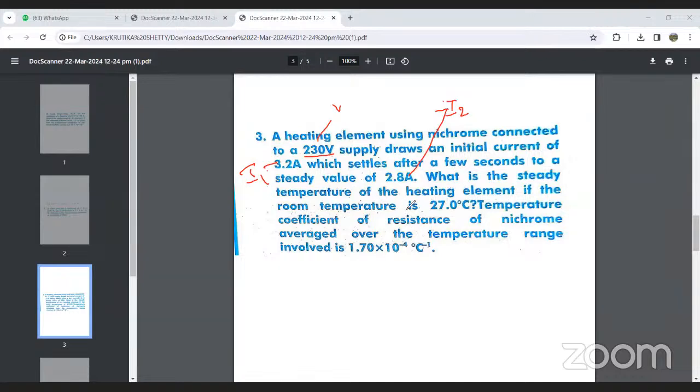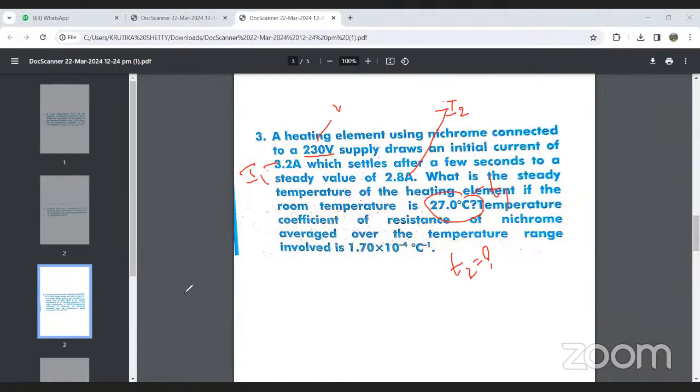I1 value, I2 value. What is the steady temperature of the heating element if the room temperature is 27 degrees Celsius? They have given the alpha value again. So we have to find out the T2 value, students. The T1 value is 27 degrees Celsius, T1 value is given. Okay.